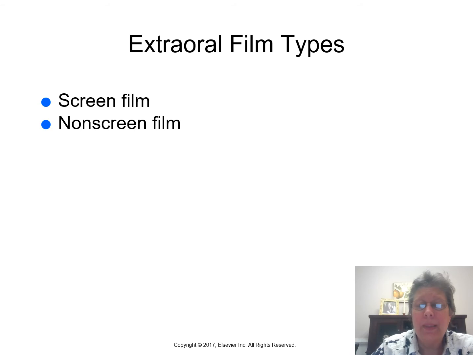There are two types of extraoral film. There is a screen film and a non-screen film, and we're going to look at each one of these.